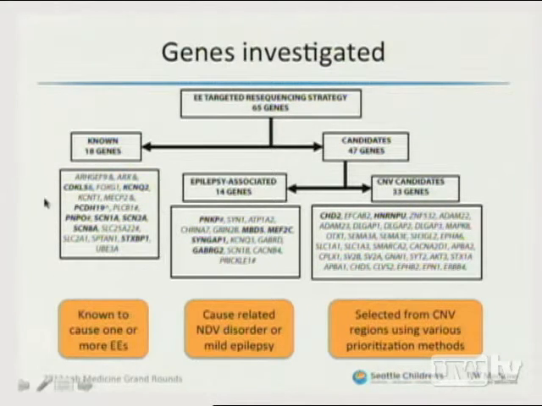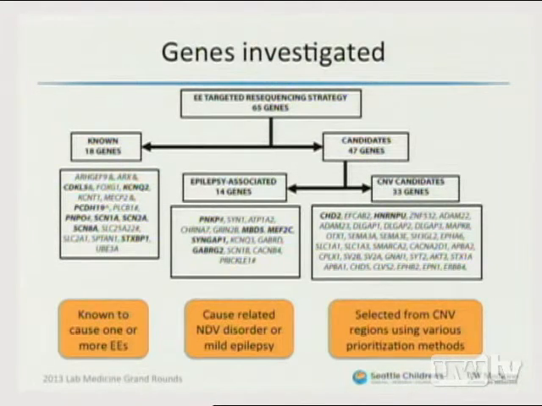Selecting the genes happened this way. We selected 18 known genes, and they're listed here in this box on the left. All of these genes are known to cause one or more epileptic encephalopathy syndromes, so they're fairly well-established genes. Then we selected 47 candidate genes, and those candidate genes really came from two approaches. This set of 14 genes here in the middle are genes that have already been shown to cause intellectual disability or maybe autism, and often with that, the patients would have seizures, but they'd never been looked at in an epilepsy cohort. Some of those genes, when mutated, cause milder forms of epilepsy, like generalized epilepsies. So we questioned whether mutations in those genes might cause more severe epilepsies.